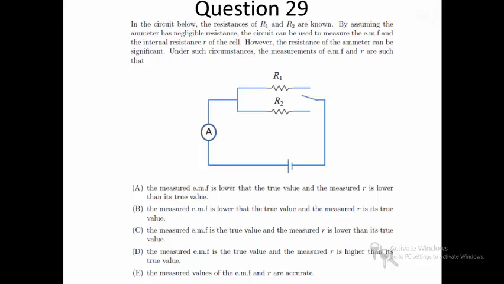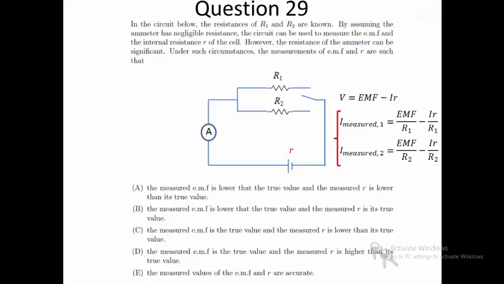In the presence of internal resistance of the cell, the terminal voltage will be the electromotive force minus I small r. By connecting the switch to R1 and R2, we can then obtain two measured values of the effective current of the circuit. By solving these two equations, we can then calculate the values of the electromotive force and the internal resistance, small r. However, if the ammeter also has significant internal resistance, say small r prime, then the terminal voltage must minus an additional I small r prime.